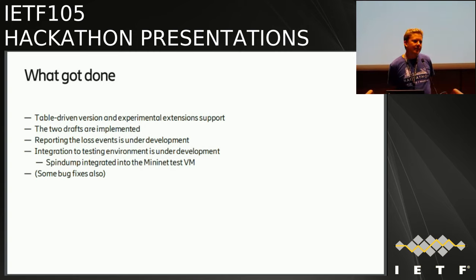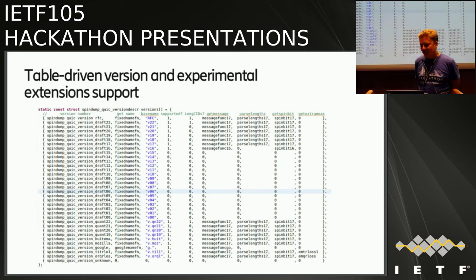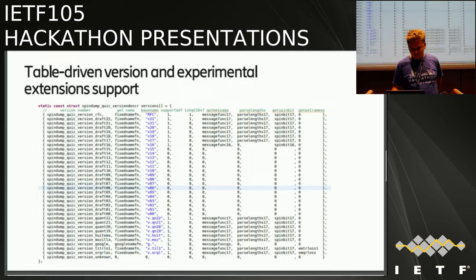We're also integrating this into some testing environments, using it, for instance, a Mininet test VM that we can use to test a lot of different network scenarios. We also did a bunch of bug fixes. This is a list of how we are handling different QUIC versions. Previously, we had nasty structures where, based on different QUIC versions, we had to go into every function and check which version it is. Now we have generalized this quite nicely so that we can add new experimental versions with support for different header formats, etc., and make it much more dynamic.